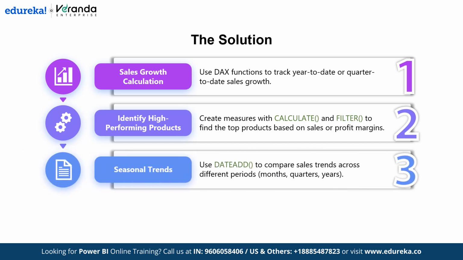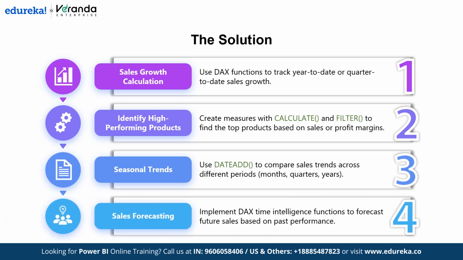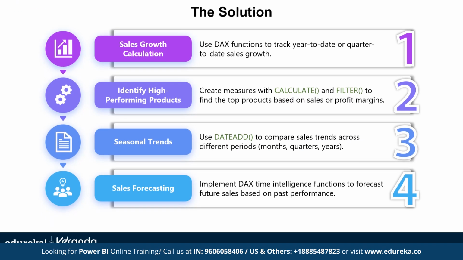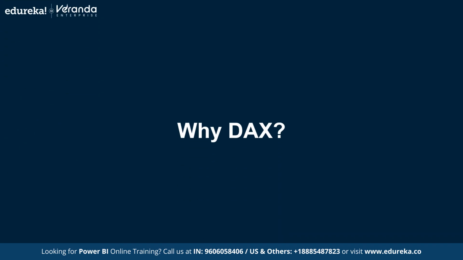Then we have seasonal trends. Use the DATEADD function to compare sales trends across different periods, that is months, quarters and years. Last we have sales forecasting. Implement DAX time intelligence functions to forecast future sales based on past performance. You now understand how Adidas uses DAX. Now let's see why DAX is so important.